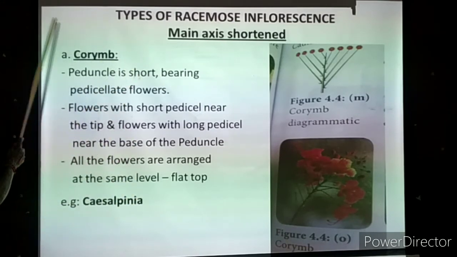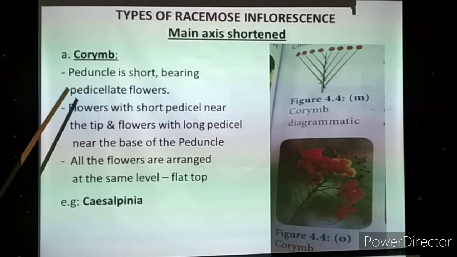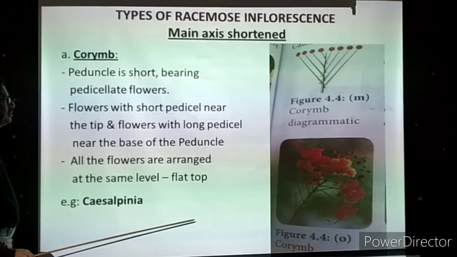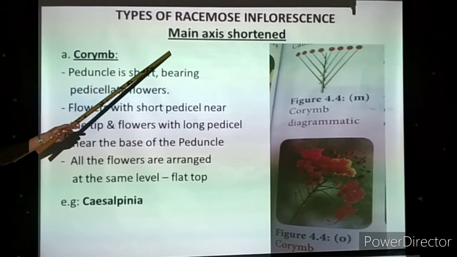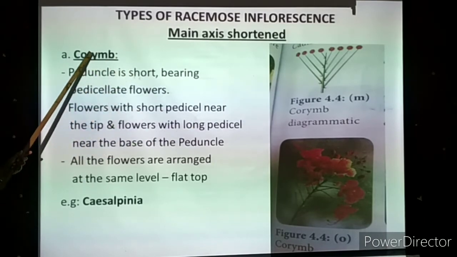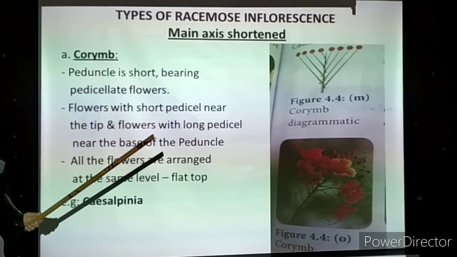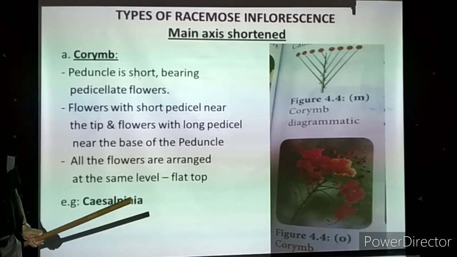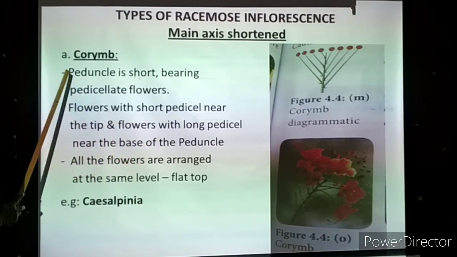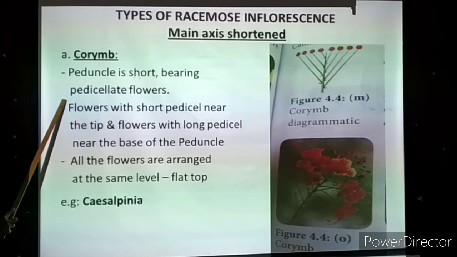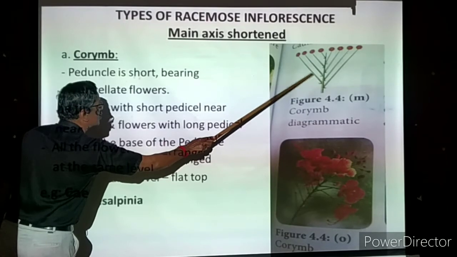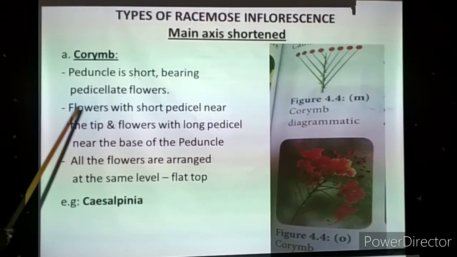Similarly, in the previous racemose inflorescence, the peduncle is growing very fast, a long peduncle. But in this type, what we are going to study from corymb onwards, the peduncle is growing continuously, but the speed of growth is very slow. Okay, the speed is very slow. So the peduncle is short, bearing pedicellate flowers. Each flower is having one long stalk, pedicellate flower.